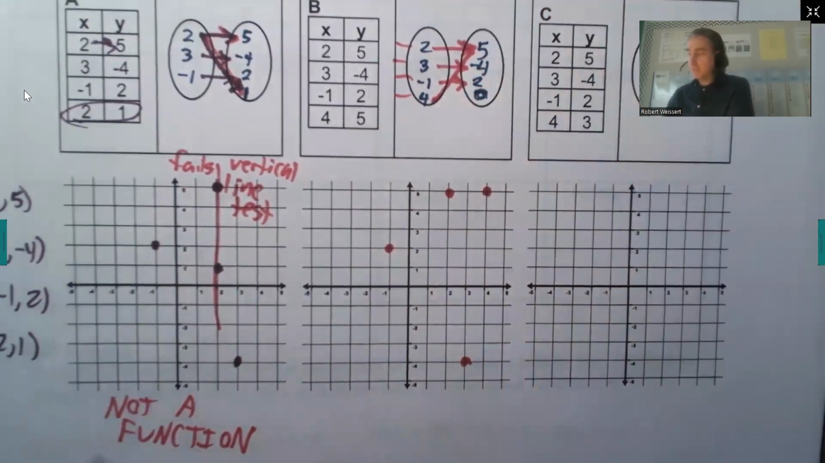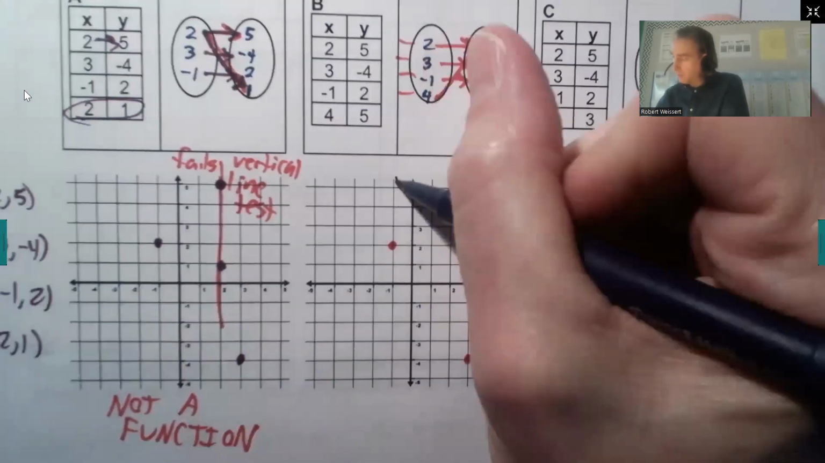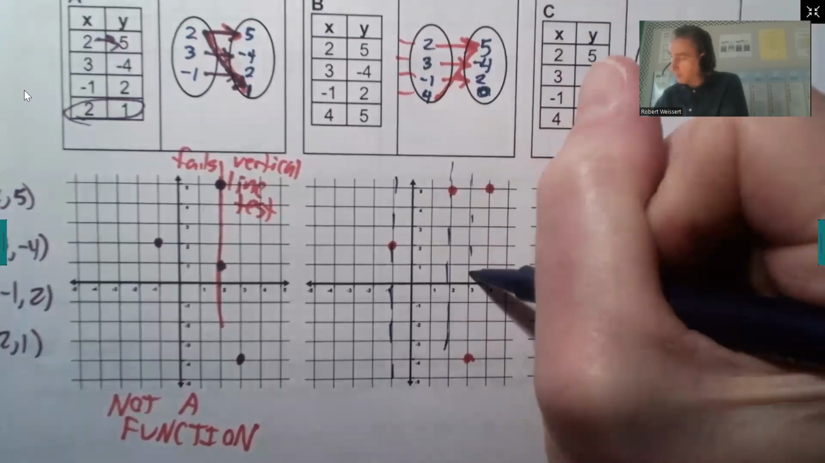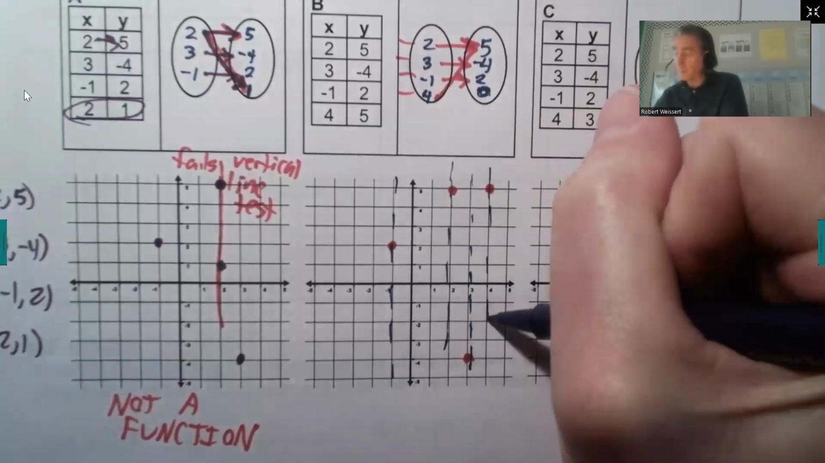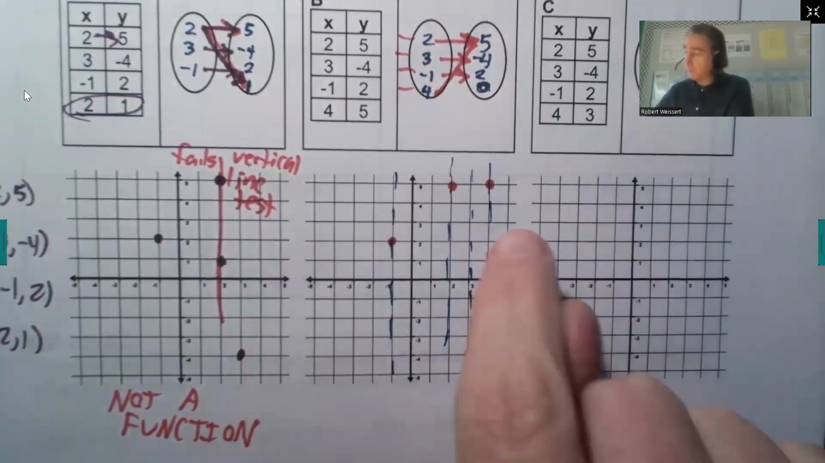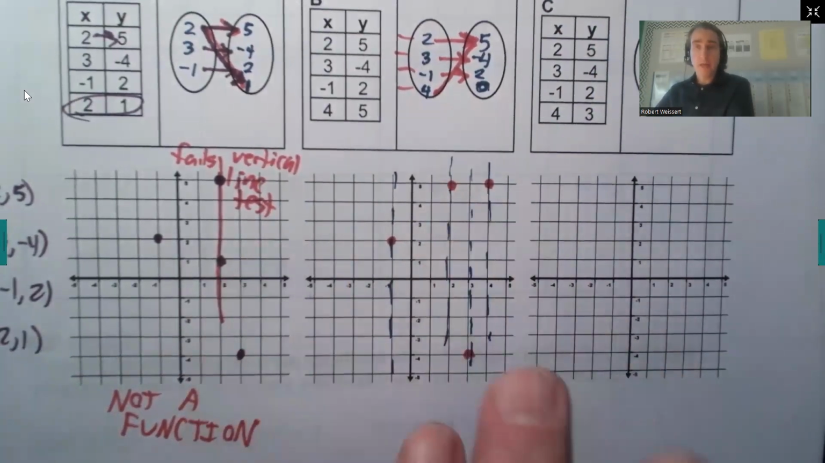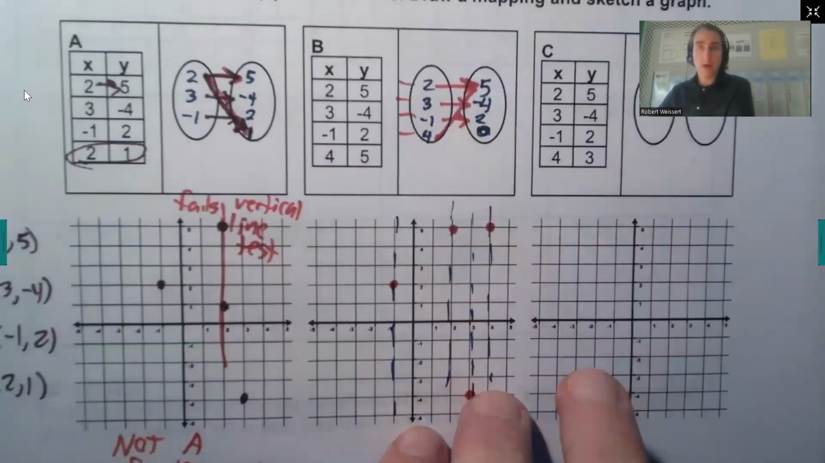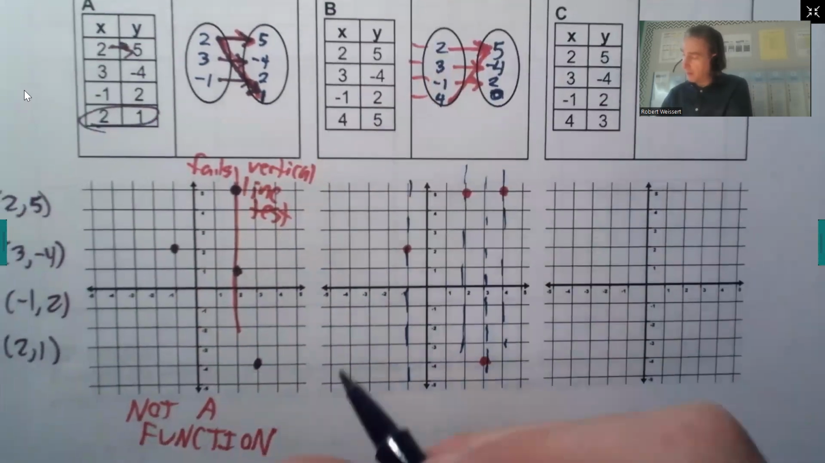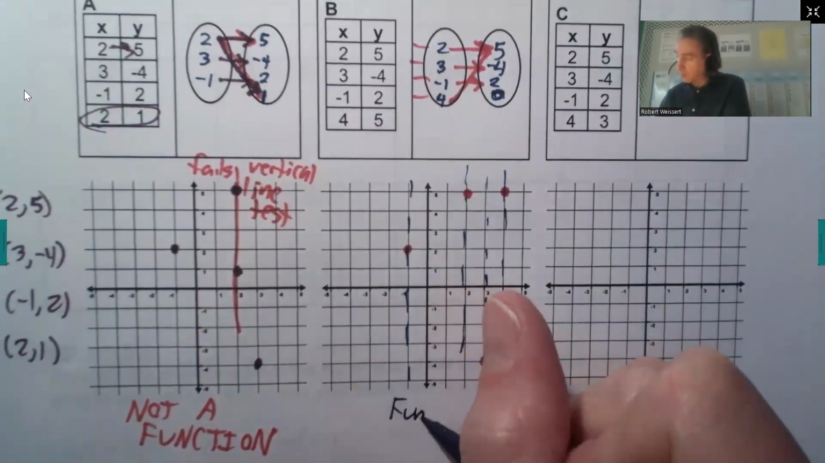You'll see that if I take a vertical line and go through here, that only hits 1 point. If I go through here, it only hits 1 point. If I go through here, it only hits 1 point, and same thing here. So this is a function. Each x value is unique. Even though this y value got repeated, the y's being repeated isn't the problem, it's the x being repeated. So all the x's are each unique going to a y value, so this is a function.